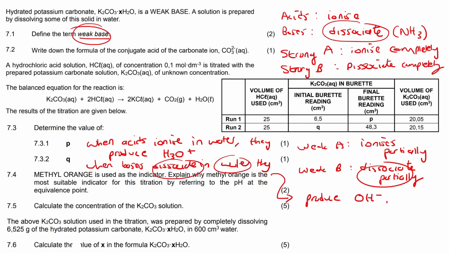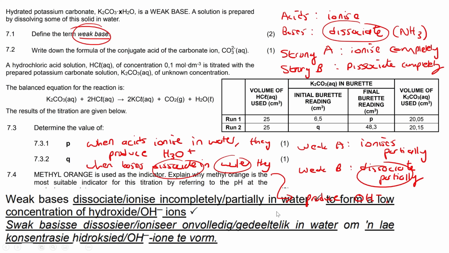Now the actual definition is this. Okay, so here we go. A weak base dissociates. Now they've allowed you to say ionize as well, and the reason for that would be because you do get this one exception in bases, which is NH3, ammonia, which can ionize. That's why they can't ignore that part. So typically you want to just say that weak bases dissociate. You can either say incompletely or partially, I like to use the word partially, to form a low concentration of OH- ions.